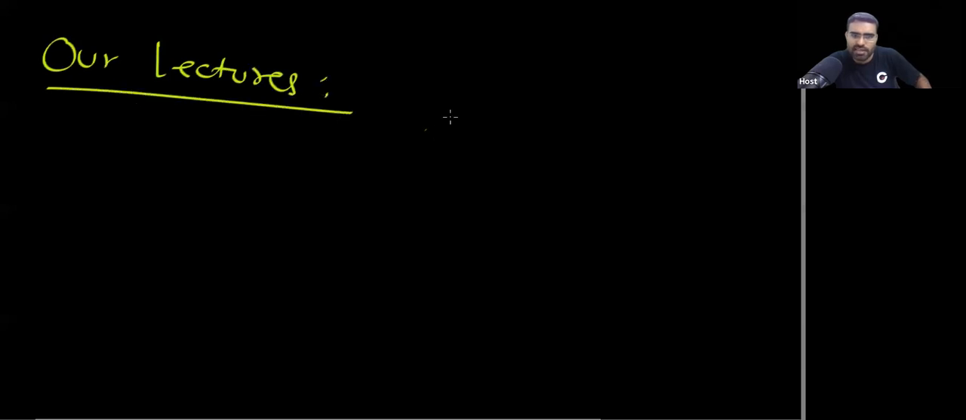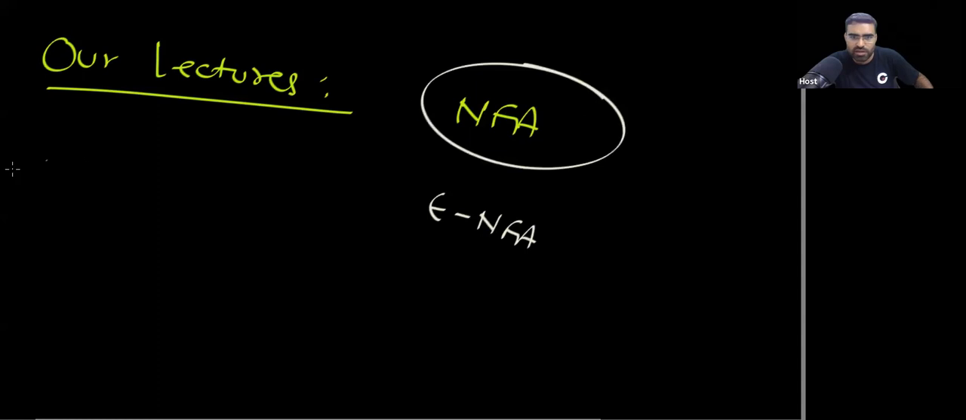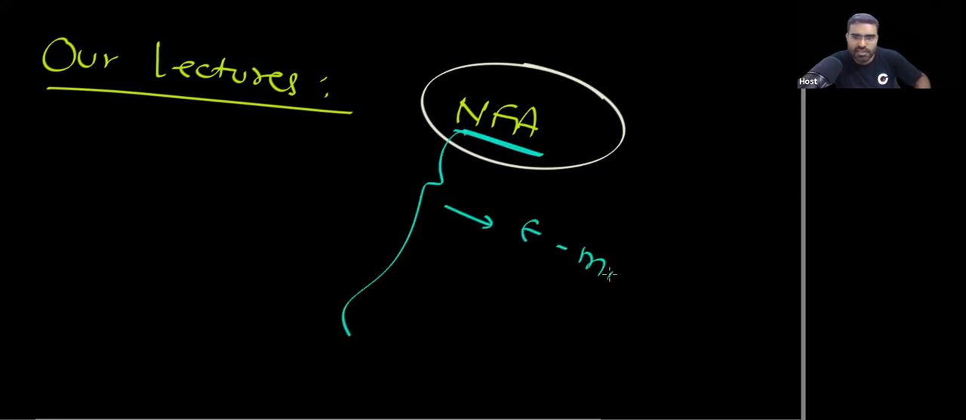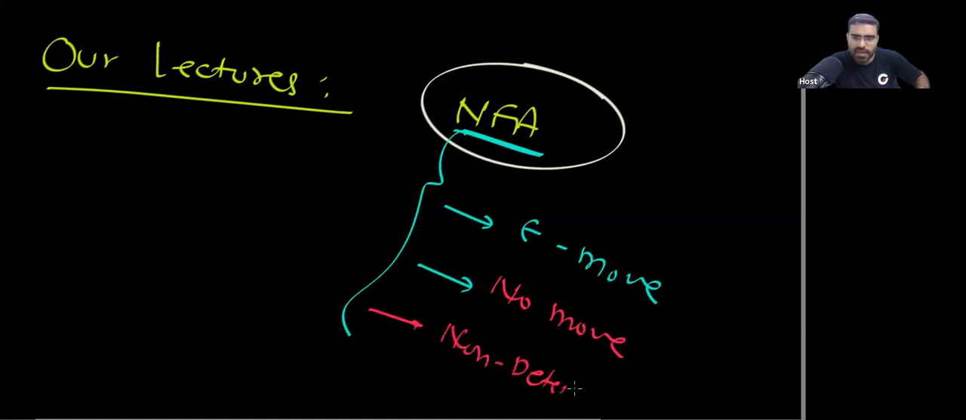Did you notice in our lectures, I use the word NFA. I don't use a term like epsilon NFA. Yes or no? In our lectures, NFA has these facilities: NFA has null move facility, no move facility, non-determinism facility. Agree?